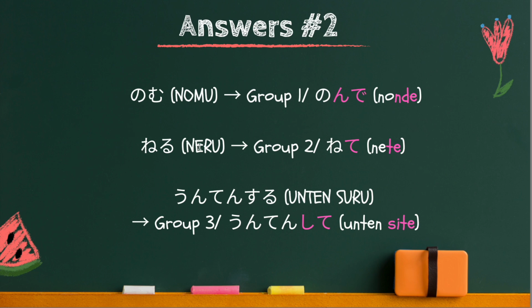Neru is eru ending. Therefore, it's group 2. If it's group 2, replace ru with te. Therefore, te form is nete. Last one. Unten suru. It's suru ending. So it's group 3. If it's group 3, suru goes to shite. So te form is unten shite.